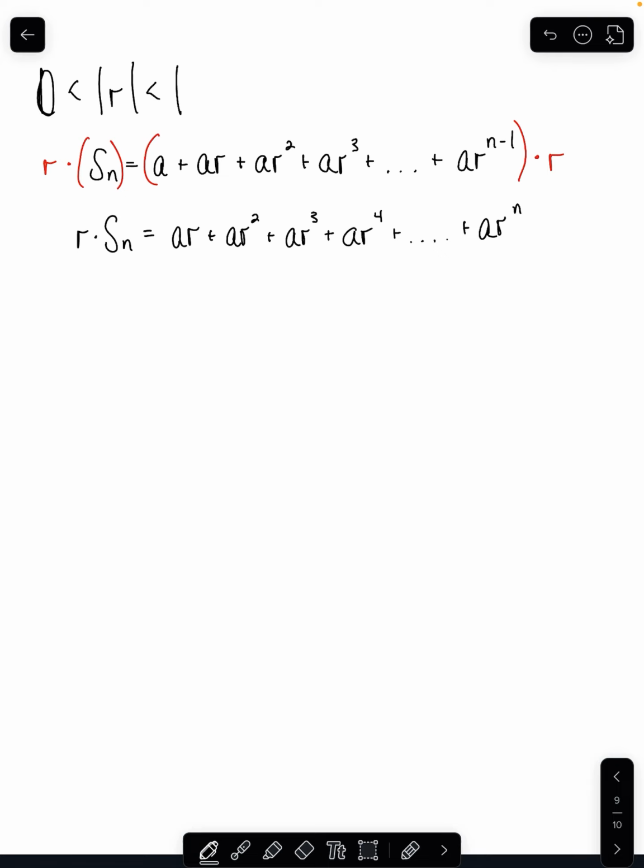I'm now going to take these two things, s sub n and r times s sub n, and I'm going to subtract them. And the reason I'm going to do that is because s sub n minus r times s sub n has a common s sub n in it. So when I combine these, I will get something that will allow me to isolate s sub n, which ultimately is the goal.